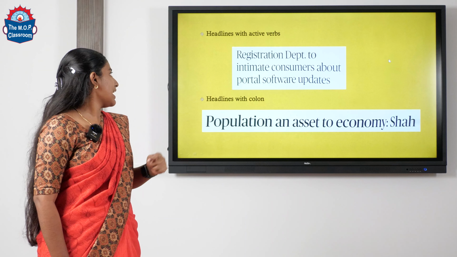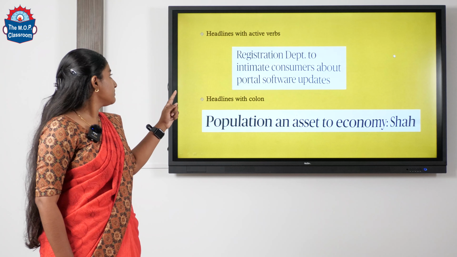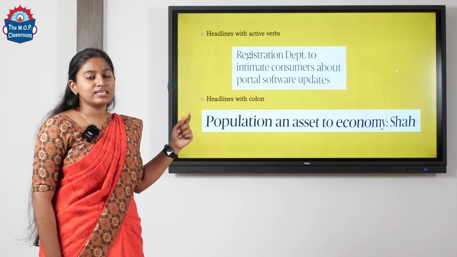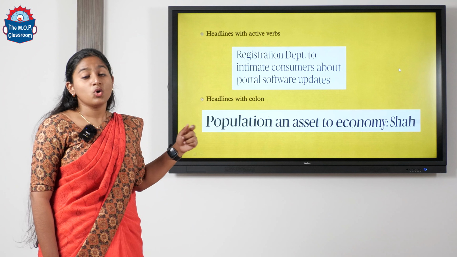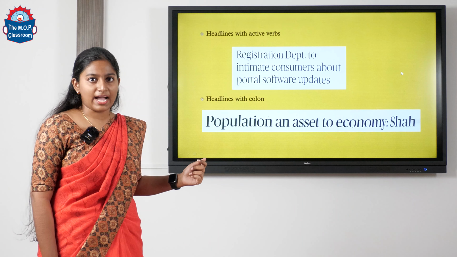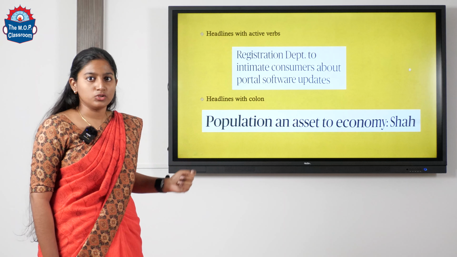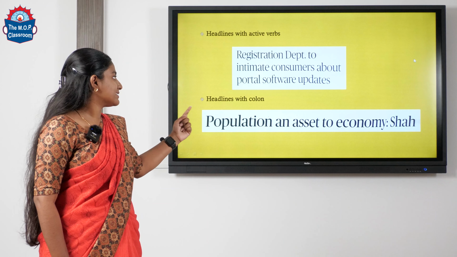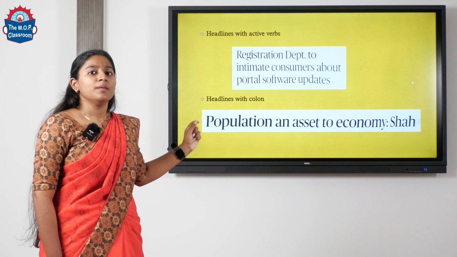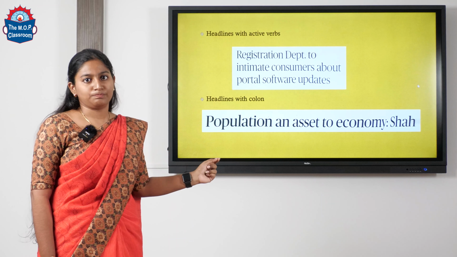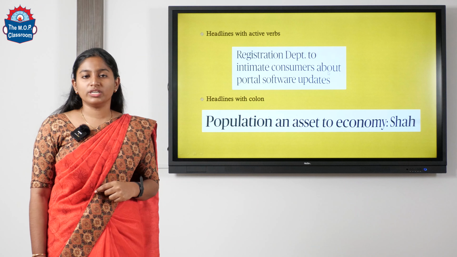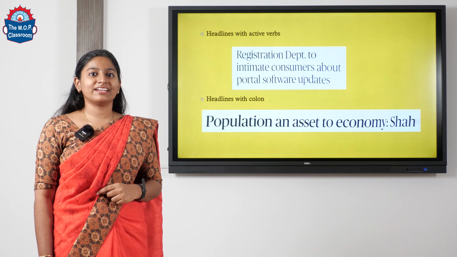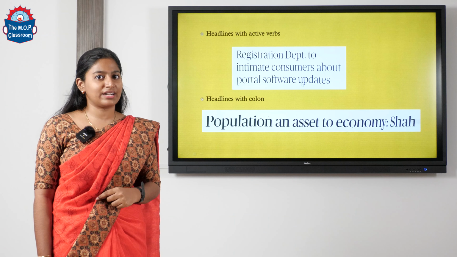Next, we have headlines with active verbs. Registration department to intimate consumers about portal software updates. Here we can see that the registration department is the subject who's actively going to perform the action. Therefore, active verb has been used in this example. Then you have headline with colon, population an asset to economy, colon, Shah, meaning that it was said by Shah. So I hope that you have understood the different elements of a headline. Now read the newspaper, especially the headlines, and try to identify the elements which the writer has used there.